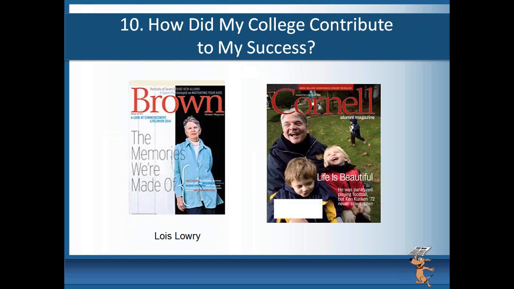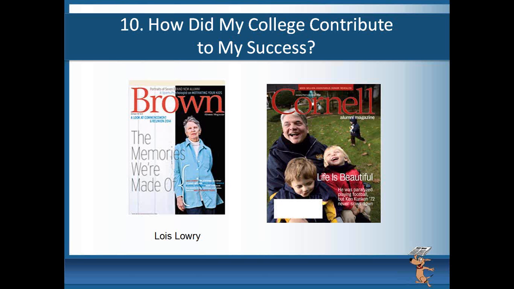Number 10, how did my college contribute to my success? Colleges have alumni publications. On the left, this is the alumni publication for Brown University, and Lois Lowry is a very famous author. She's written about 40 books. Judith, she's 10 up on you, or 8 up on you. Hey, I'm coming back from my holiday here with book number 32. There you go. If you work real fast, maybe you can catch up to Lois. She's got 40-some. But Lois went to Brown, and the Brown Alumni Magazine did a story, a big spread on her, really great stuff.